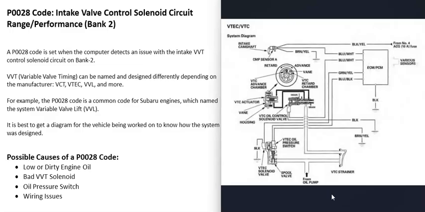And one thing to note about these variable valve timing systems is that they can be named differently and designed differently, depending on the manufacturer and the year made. So if you do go to work on a vehicle with this code, it's a good idea to get a diagram of the system for that vehicle. That way you know for sure what's going on. But basically keep in mind that these systems can be named differently and be designed differently.